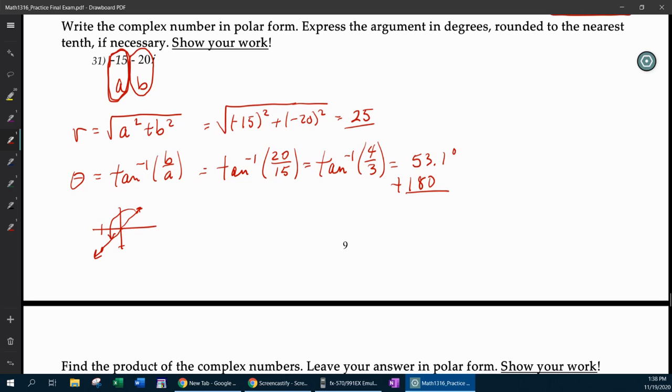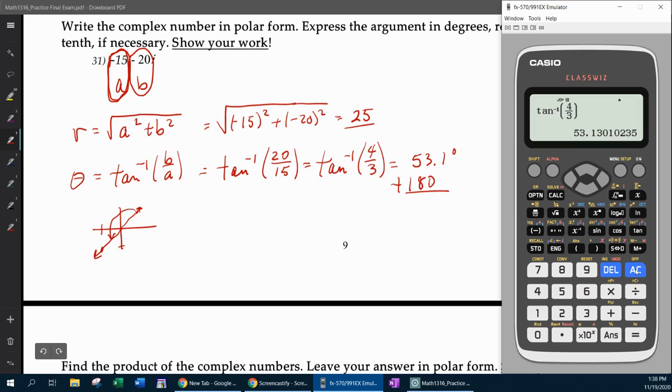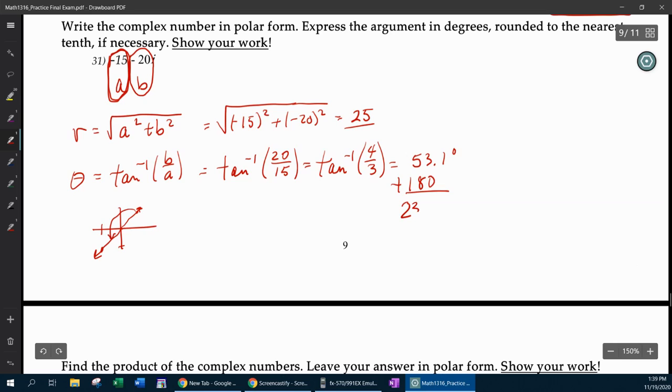So here we go, adding 180. And you know what? I just don't trust myself that much. Let's just do it with the calculator. 233.1 degrees. 233.1 degrees is the actual angle theta. Now, this is not done. Remember, we're doing complex numbers.